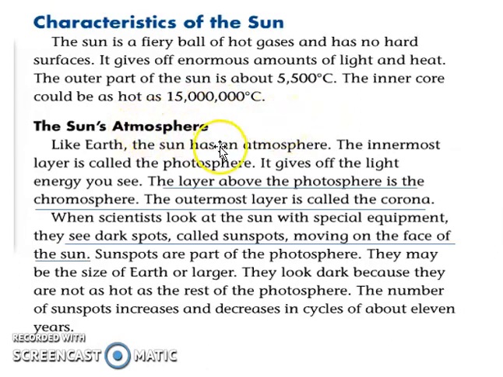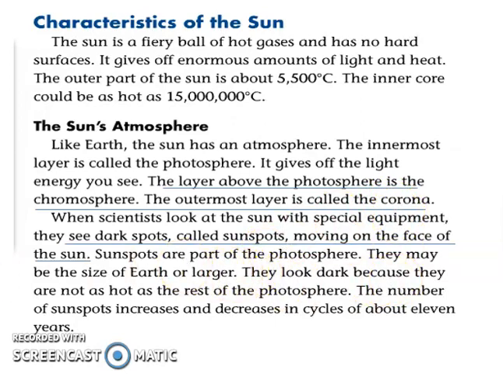The sun's atmosphere. Remember the word atmos means gas, and sphere is part. Earth has an atmosphere. The same goes for the sun. As I mentioned, the inner layer is called the photosphere. It gives off light energy. The layer above the photosphere is called the chromosphere. The outermost layer is called the corona. Not the coronavirus. Corona means the outer part, or the crown.